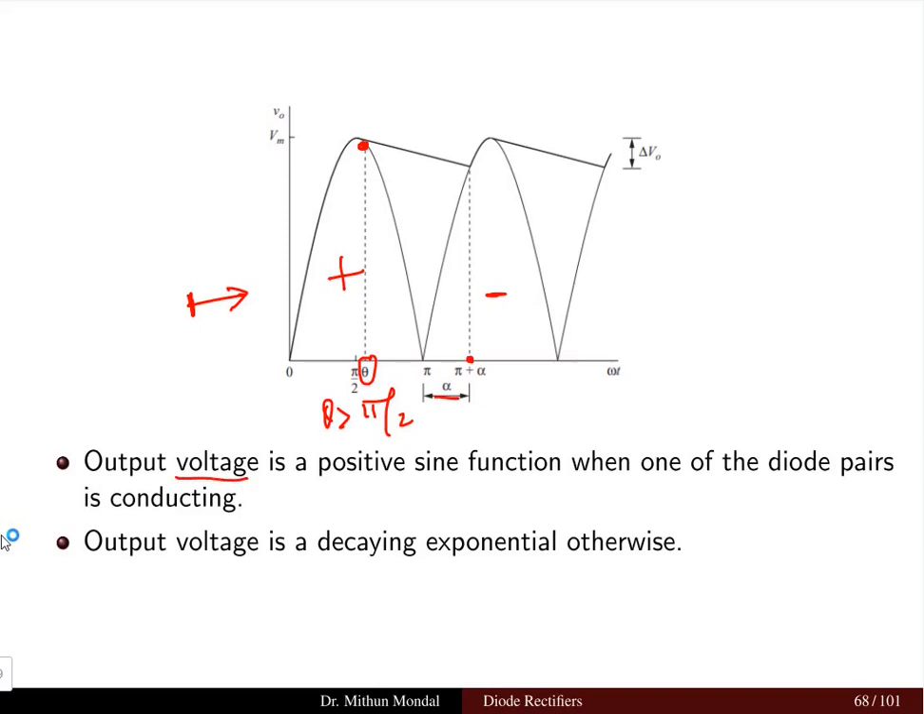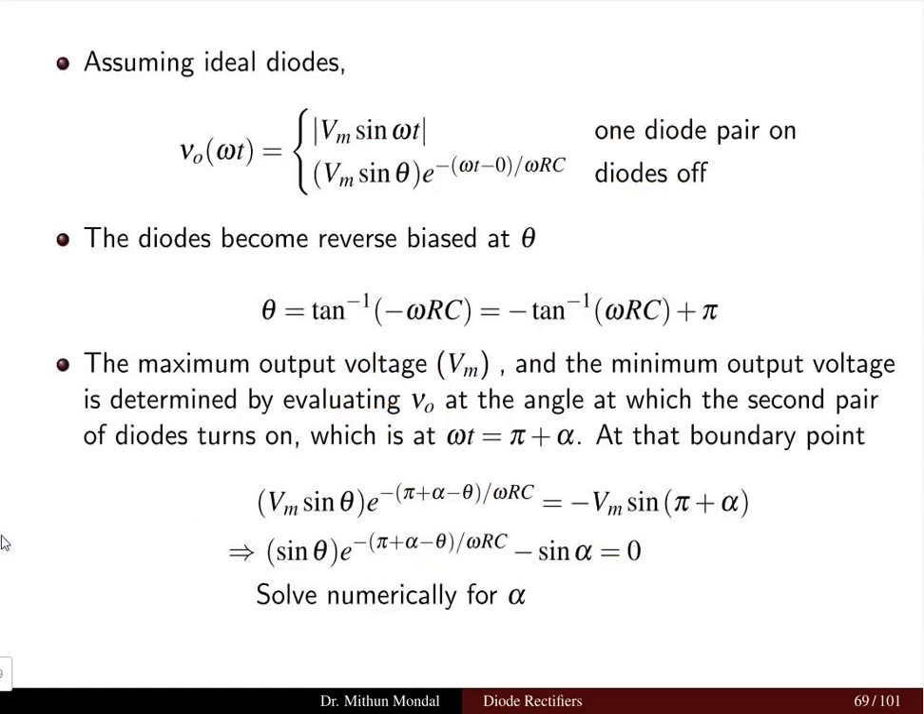So the output voltage is a positive sine function when one of the diode pairs is conducting, and the output voltage is a decaying exponential otherwise. You will see that it decays exponentially, and you have the ripple, which is delta V naught. So let us discuss this. If we consider the diodes to be ideal, then the output voltage V naught, when one diode pair is on, is Vm sin omega t, and when the diodes are off, the exponential term comes because of the capacitor. Now the diode becomes reverse biased at a certain theta where the diode is off.